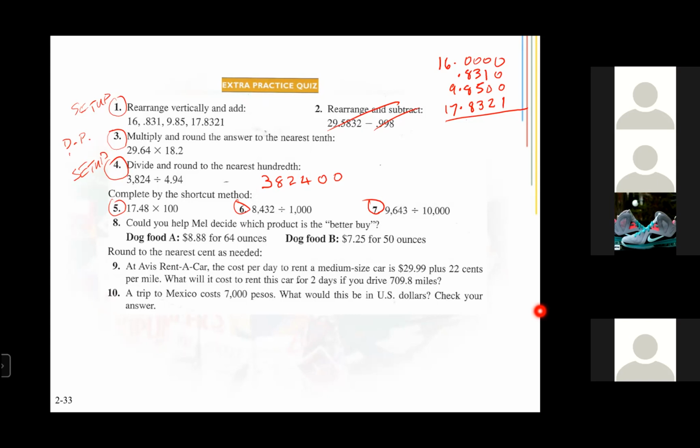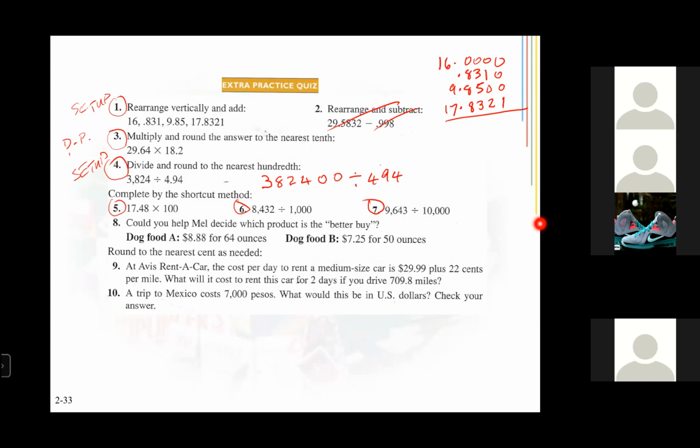But I heard Miss Thompson say 3824.00. So what I was saying to you, you don't need to put that 0.00. The point was where the 4 is, and you're going to move 2 places to the right. But since there were no digits there, you're going to just add 2 zeros. Okay. So it becomes 3824.00 divided by 494.